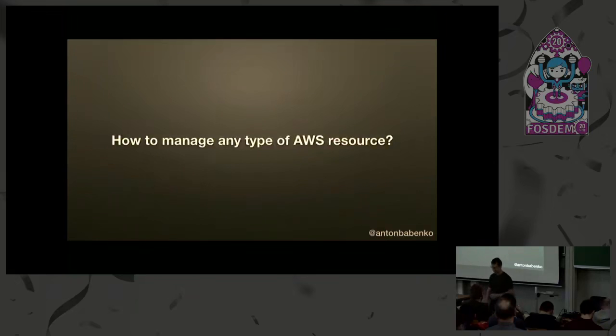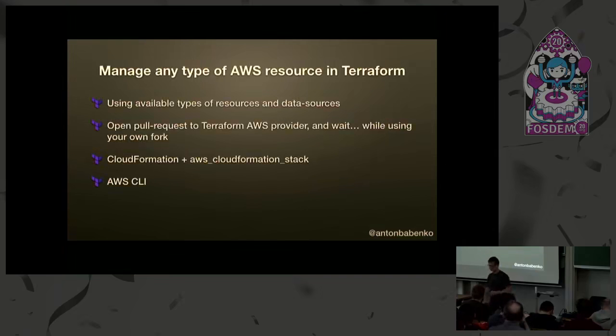So how to manage any type of AWS resource? If you are coming from AWS, you know CloudFormation, right? Many people know CloudFormation. Okay, CloudFormation does not support a lot. Like, it doesn't support everything. And Terraform does not support everything either, but in total, they support pretty much everything. If not everything, then you have two options. You have to open a pull request to the AWS provider and then wait and wait and wait. Meanwhile, you have to use your own fork. And I'm quite sure that there are people who open pull requests to the Terraform AWS provider, and you are still waiting for pull requests to be merged, right? Yeah, I can see some faces. So yes, it takes some time, and meanwhile, you have to use your own fork.